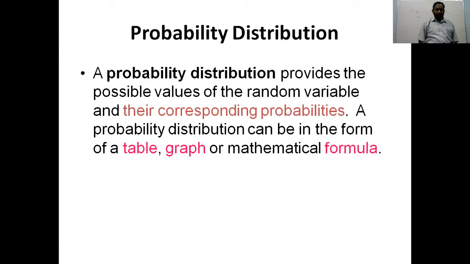A probability distribution can be in the form of a table, graph, or mathematical formula. So in this case, it is a graph. Otherwise, you can have a table. For example, you have the class interval and the frequencies. So this is in table form. Or it can be a mathematical formula. If you fit a model, you can say this is a formula from which you can derive the probability for each class interval. So it can be either a table, graph, or mathematical formula.